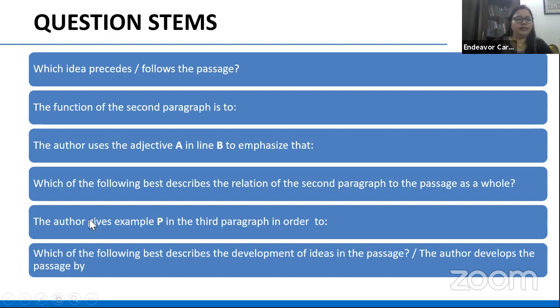Or if you look at, let's say, this one: which of the following best describes the relation of the second paragraph to the passage as a whole? There could be some example given, some illustration, some facts or data or a reference made to something. Why does the author give this example? Why does he give this illustration? The author gives this illustration, this example in this paragraph in order to... It's a very, very typical logical structure question.